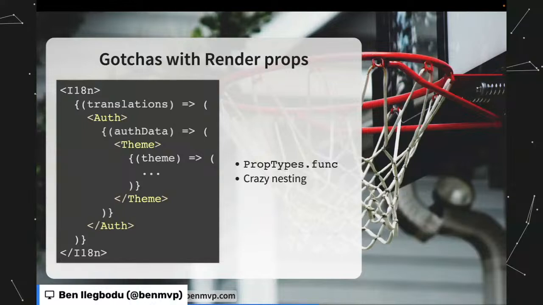For prop types.func, there's no way to define what parameters the function will take. And you can't define what the return value will be either. So let's take a look at this example on the left, right? What shape is the translation object going to be?